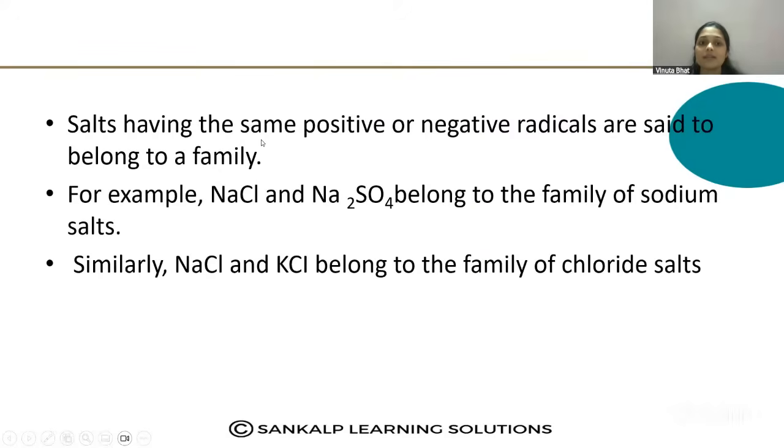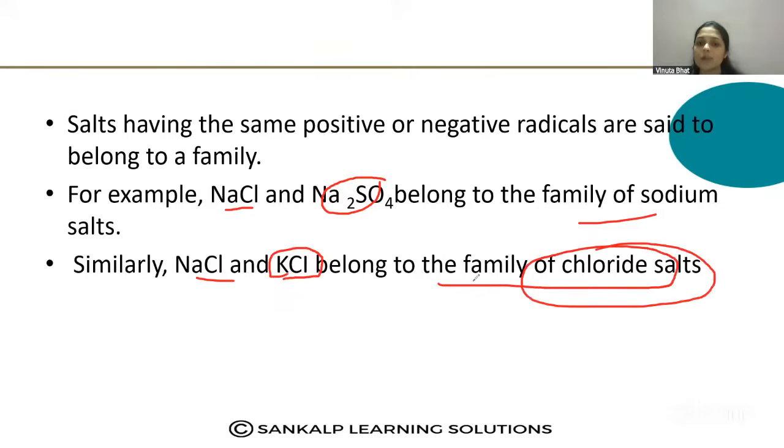Salts having the same positive or negative radicals are said to belong to the same family. For example, sodium chloride, NaCl, and sodium sulfate belong to the sodium family, and sodium chloride and potassium chloride belong to what is called the chloride salts.